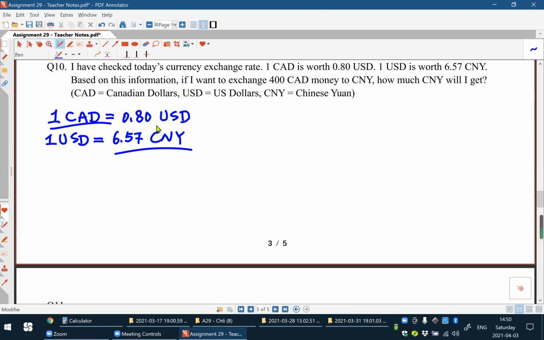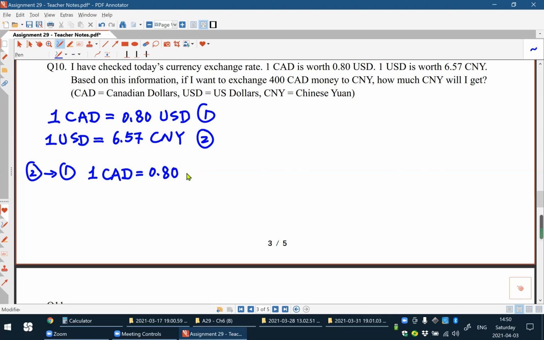We want to establish the relationship between Canadian dollars and Chinese yuan, right? And therefore we need to cancel the intermediate US dollars. So how do we do that? We can just substitute the US dollars with Chinese yuan, right? So let's put equation 2 into equation 1. So that means 1 CAD equals 0.80 US dollars, and 1 US dollar is 6.57 Chinese yuan. So in this way, we successfully established the relationship between CAD and Chinese yuan, right? So this is the exchange rate.